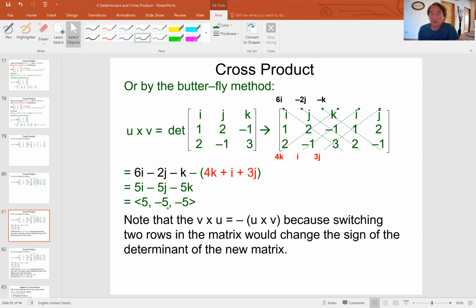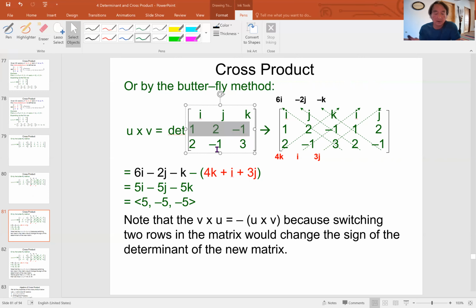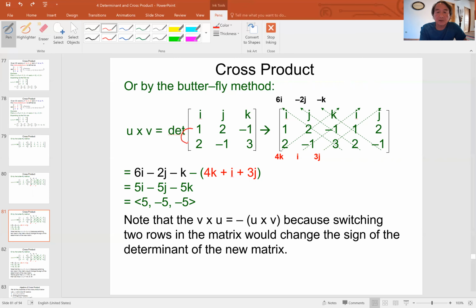In particular, I want to point out that if you reverse the crossing order, that is the same as saying that if I switch the positions of these two rows, then I will get the negative. The determinant of this will become negative.